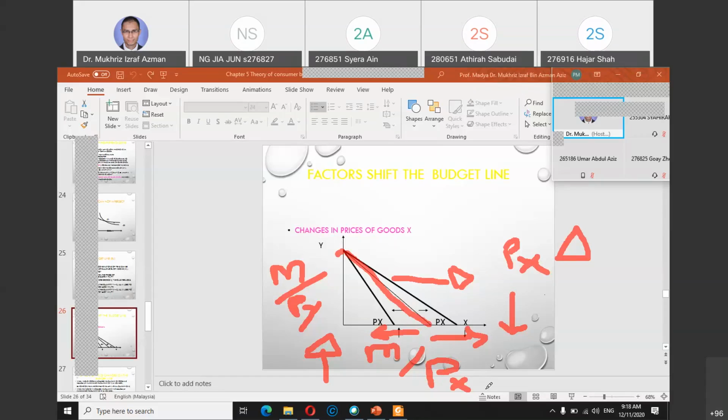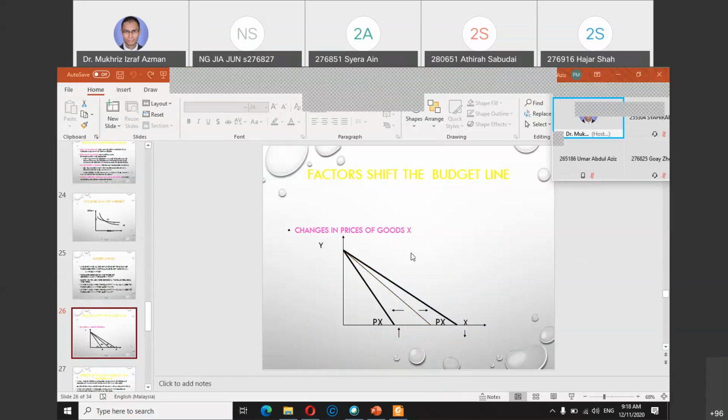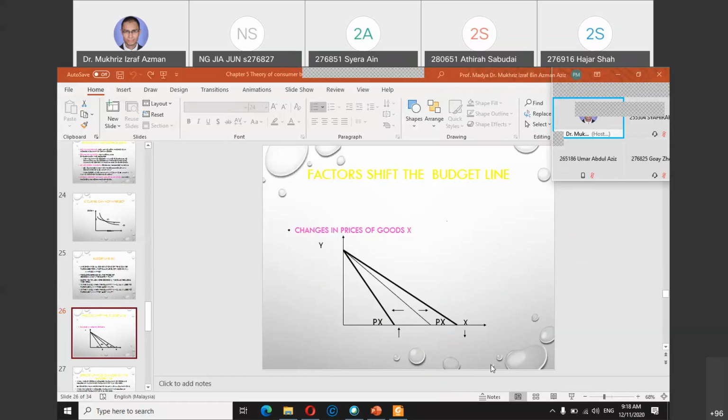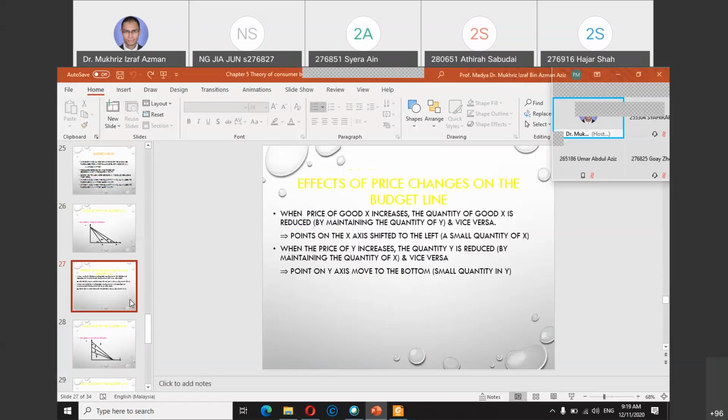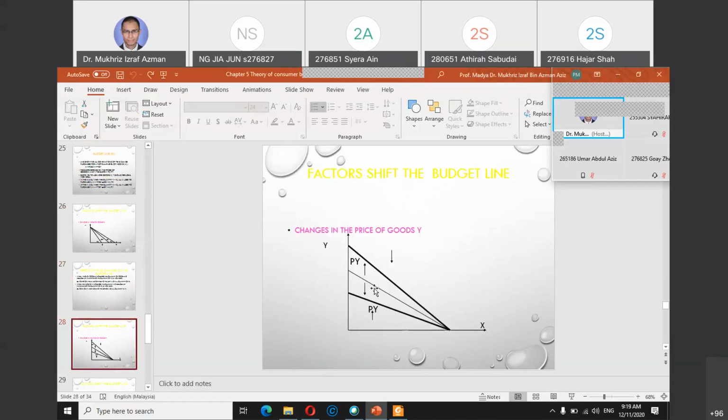If Px becomes smaller, so M is divided by something smaller, you get a bigger ratio value. So the value will become higher. So this is what this graph means: the shift in the budget line at one particular axis. In this case, it only happens at the x-axis, which indicates the price of good X that changes. Okay, so this is what it means, and also vice versa here.